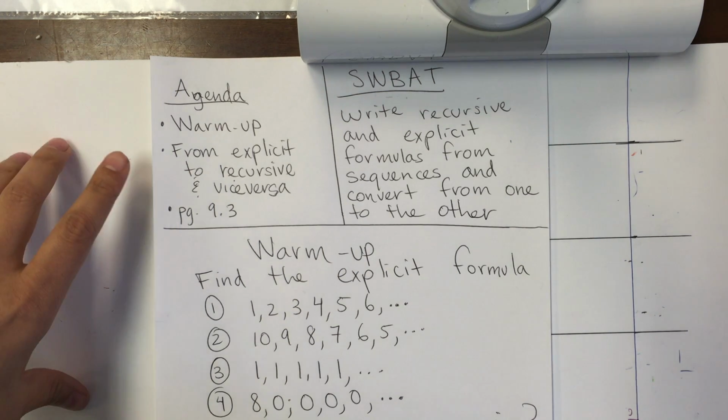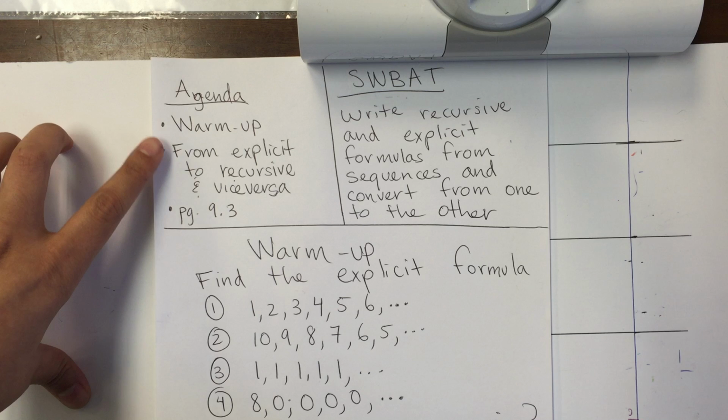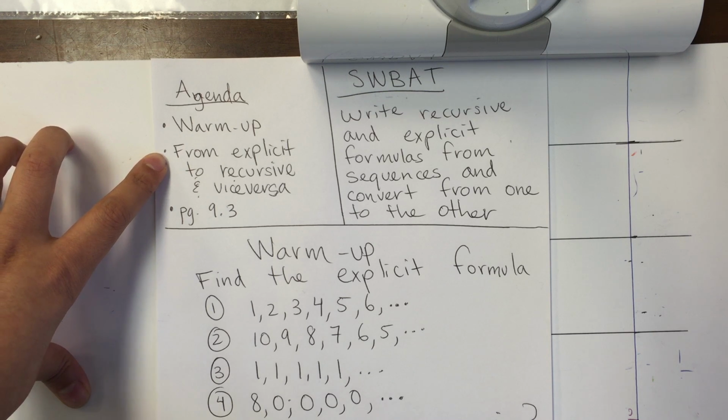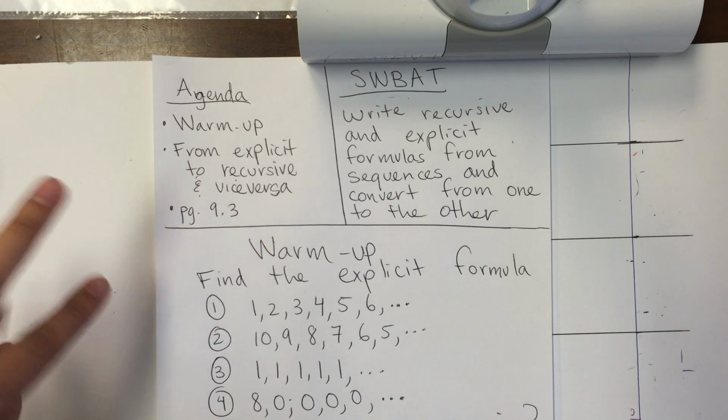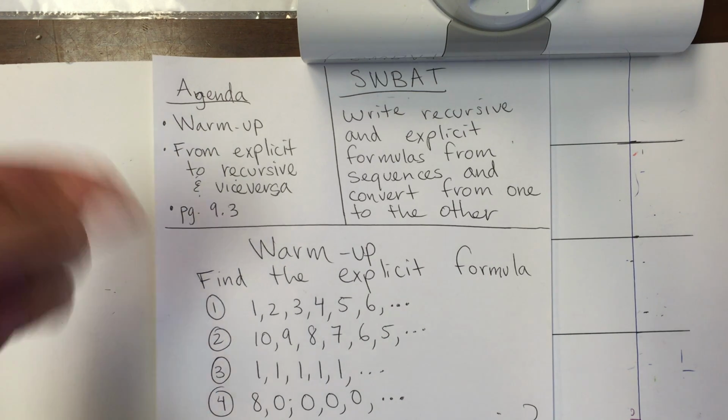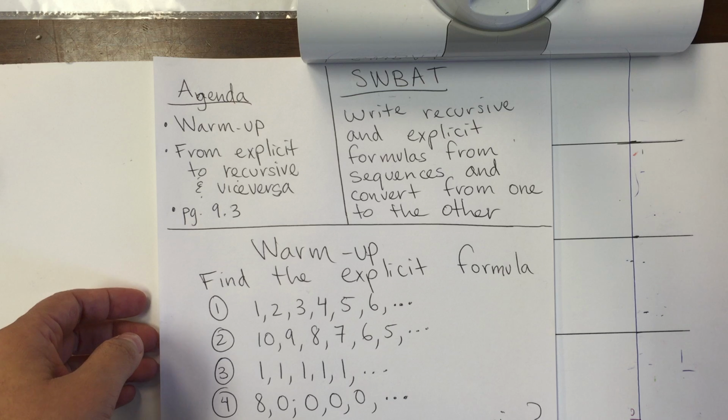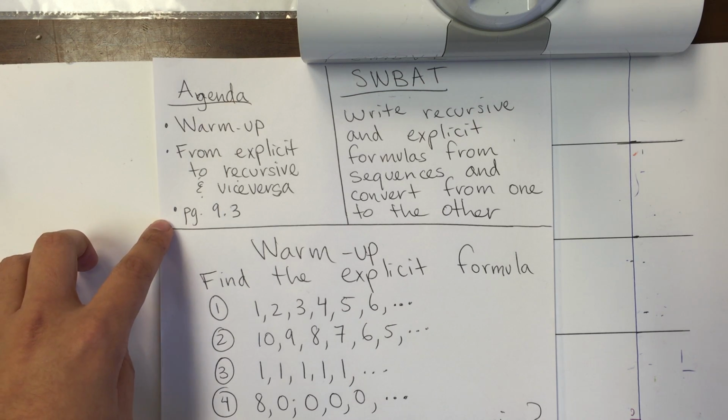Hello students, today we're going to start with a warm-up. We're going to also write formulas from explicit to recursive and also vice versa. So if we're given one, then we're going to find the other. And then the assignment is 9.3.